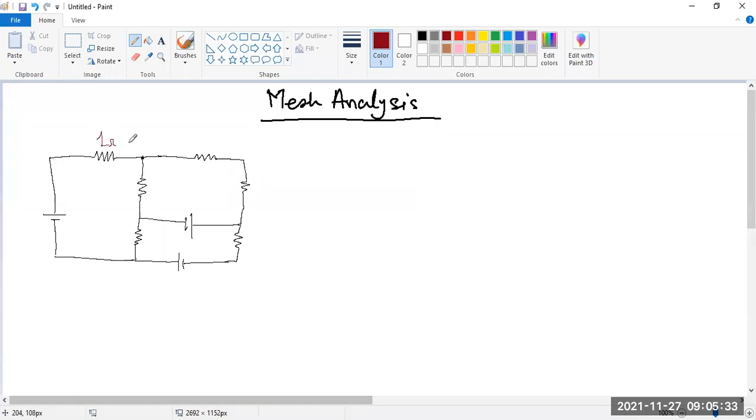This is 1 ohm resistance. This is 2 ohm resistance. This is 5 ohm resistance. This is 4 ohm resistance. This is 5 volt. This is 3 ohm. This is 6 ohm. This is 20 volt. And this is 10 volt. This is the plus side. So find the current through the 5 ohm resistor using mesh analysis.